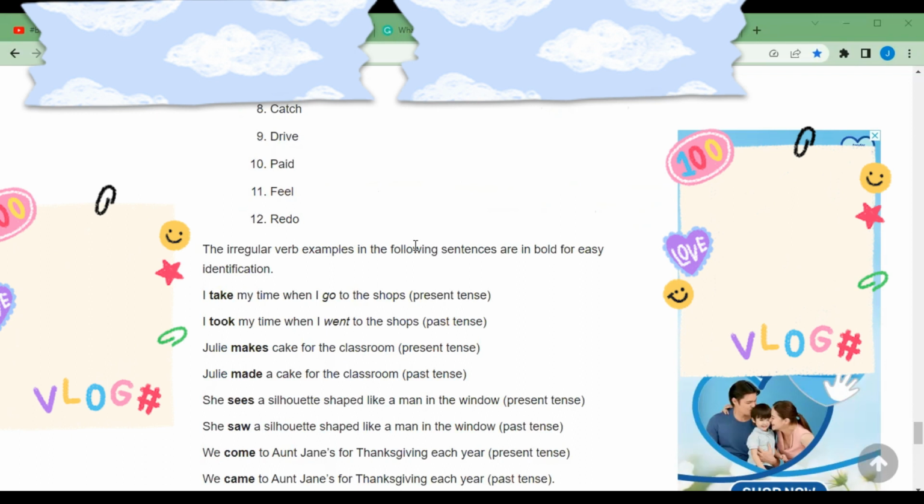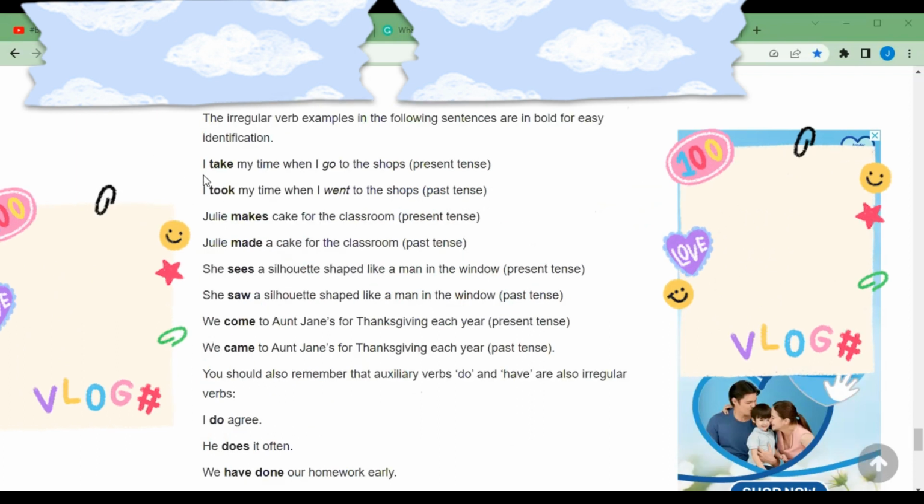The irregular verb examples in the following sentences are in bold for easy identification. For this one, we have: I take my time when I go to the shops. I take my time is a present tense. I took my time when I went to the shops. This is a past tense. Took and then went. The first one is a present tense, take and then go.